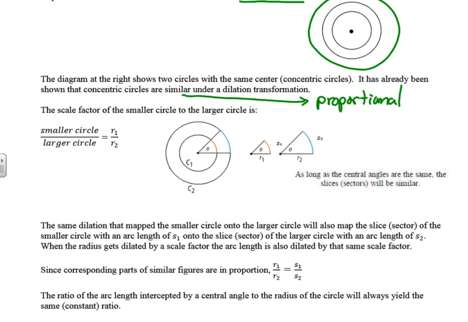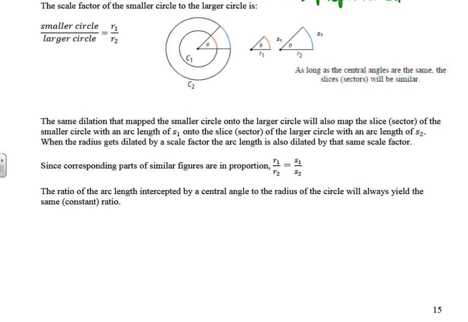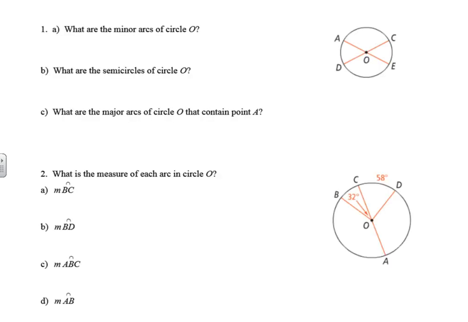And so what happens, just to summarize this, is that the ratio of the radiuses, the radii, is the same ratio as the arc lengths because they're similar. So we can set up a proportion. So the ratio of the arc length to the radius will always yield the same constant ratio. And what that's going to do is allow us just to solve some of these different problems. All right, so let's put all of that information into an application as we do this here.